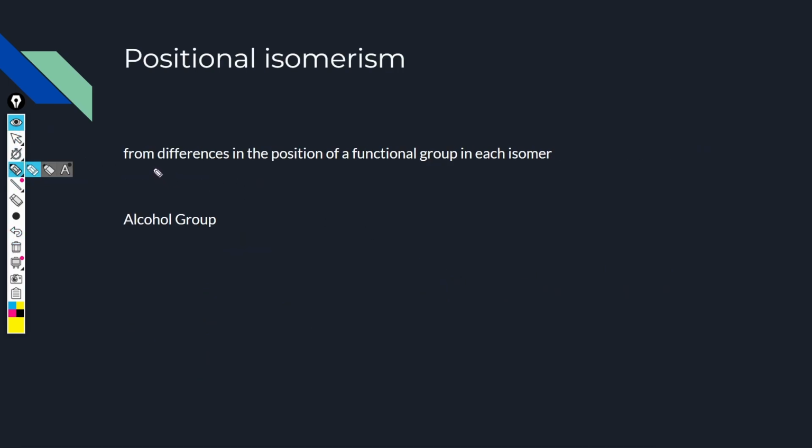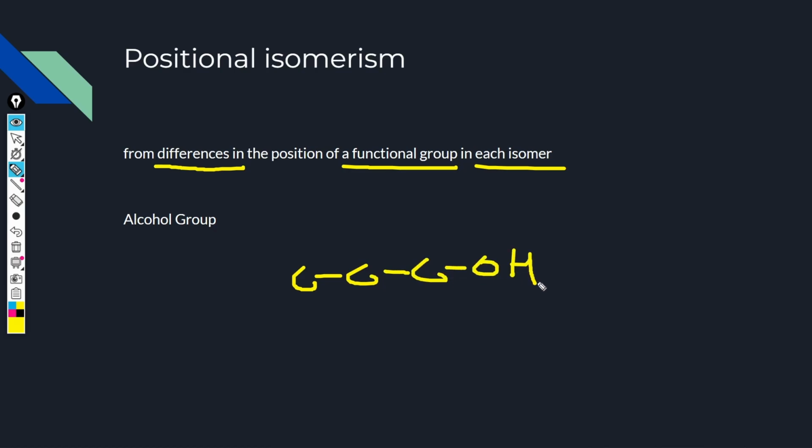This occurs when there are differences in the position of a functional group in each isomer. This is different to functional group isomers, so just be careful of that. This can happen easily in basically any alcohol. So let's take pentanol. We have C, C, C and then OH. This is one version of pentanol. Another version can be C, C, O, and then C, because this will have another H over here.